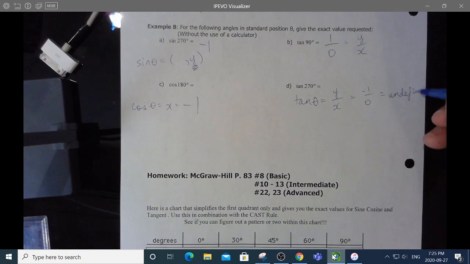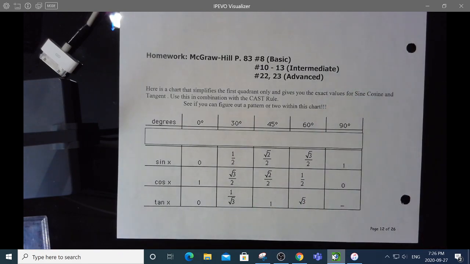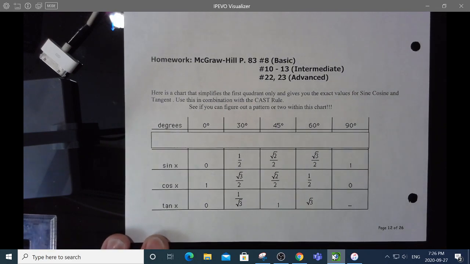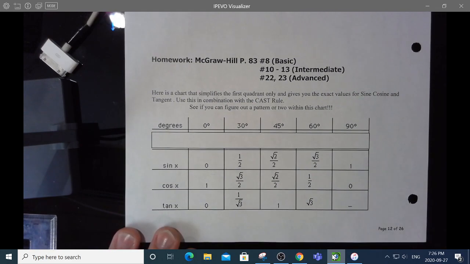And there we go. All right, here is the chart, all nicely laid out for you. You just have to look at it and try to remember it. For undefined, they just put a little tick, meaning that it's undefined.